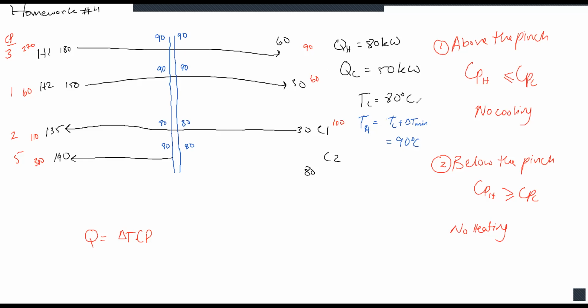So above the pinch, I can match them by CP hot has to be less than or equal to CP cold. So I'm going to start at my first hot stream. H1 here has a CP of 3. So can I match H1 with C1? No, because the CP of the hot stream here is larger. It has to be smaller. Can I match H1 with C2? Yes, I can. So 3 is less than 5, so I can match them.